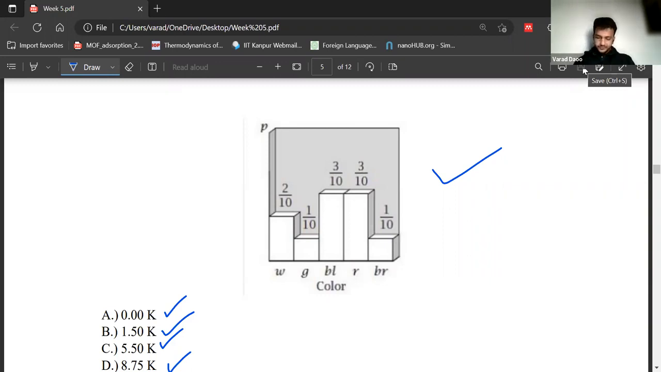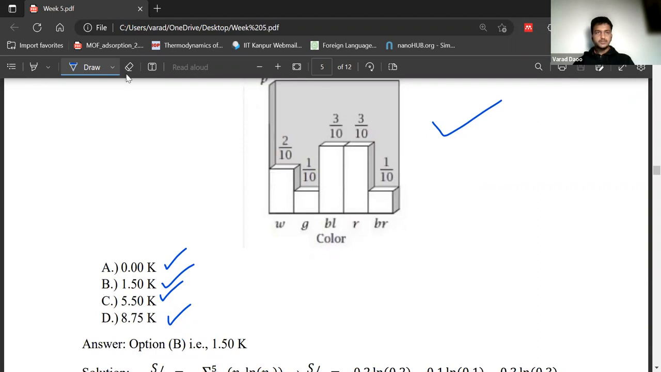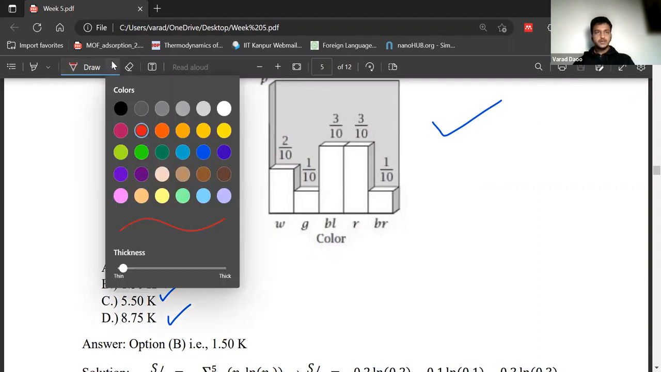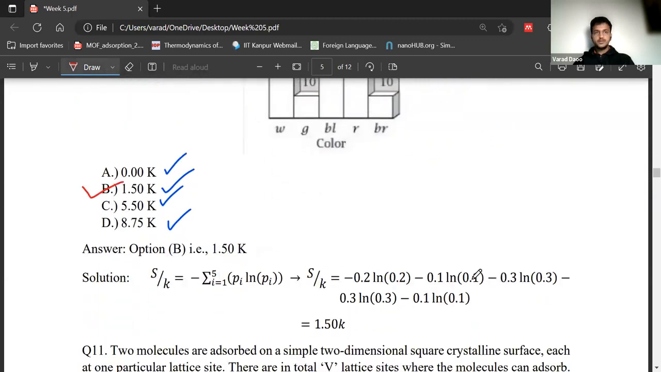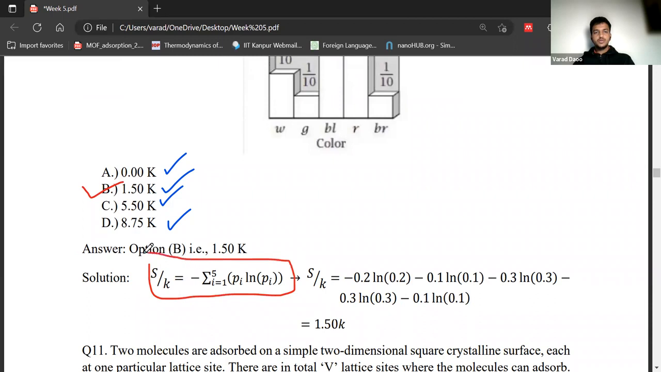Anybody able to solve it? The correct answer is option B. So what we have is S by k is equal to minus summation of Pi ln Pi, right? And here the sum runs over the five outcomes, the different colors of socks, that is 1 to 5.